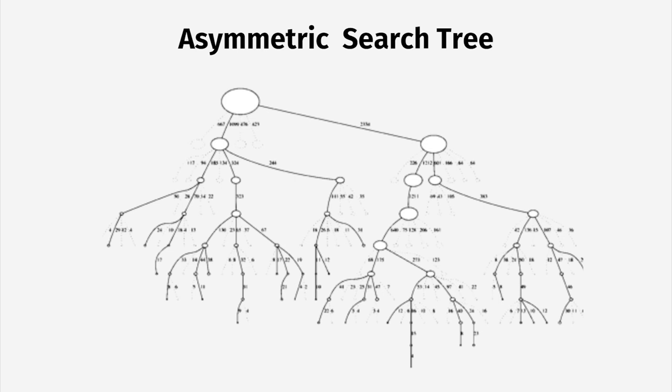MCTS performs asymmetric tree growth that adapts to the topology of the search space. The algorithm visits more interesting nodes more often and focuses search time in more relevant parts of the tree. This makes MCTS suitable for games with large branching factors such as 19 times 19 Go.